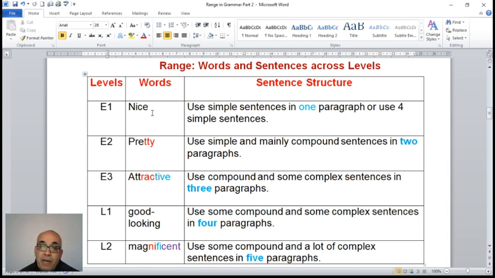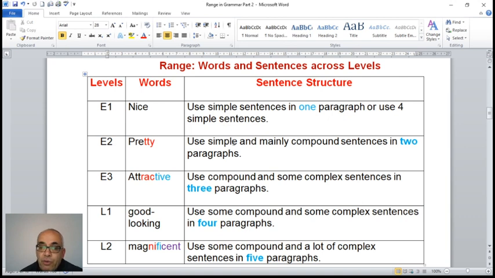Of course, this is my own explanation of the range in the words of language. And it doesn't mean that if you are entry 1 you cannot use the word pretty, but I'm just showing you how you can show the range in your words at the level you are studying. So if you are entry 1, you have to use simple sentences in 1 paragraph, or if you cannot write the paragraph, you can write 4 or 5 simple sentences because you are entry 1.